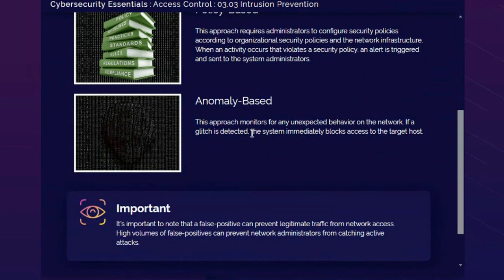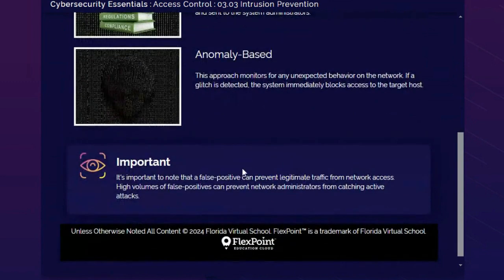If a glitch is detected, the system immediately blocks access to whatever the targeted host caused that anomaly. So it's important to note that a false positive can prevent legitimate traffic. Yeah, maybe it kicks out something that really wasn't malicious, but it wasn't sure. High volumes of false positives can prevent network administrators from catching active attacks. So you really try to limit those, because with a lot of those going on, they'll just go, oh, let's just let it all through because obviously our system's messing up. Well, that can cause active attacks to be let through as well.